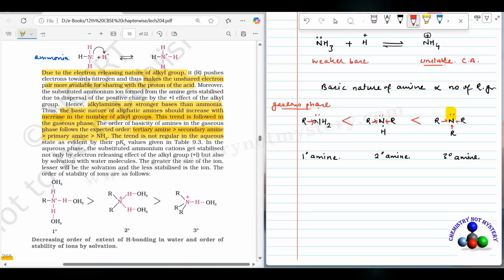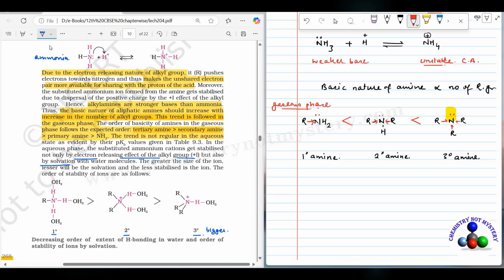This trend is not regular in the aqueous phase, as evident by their pKb values given in table 9.2. In the aqueous phase, substituted ammonium cations get stabilized not only by the electron releasing effect of the alkyl group, but also by solvation with water molecules. Greater the size of the ion, lesser will be the solvation, and less stabilized is the ion. The order of stability of ions is as follows. Here this is the primary ammonium ion, this is the secondary ammonium ion, and this is the tertiary ammonium ion. The tertiary ammonium ion is the bigger one.